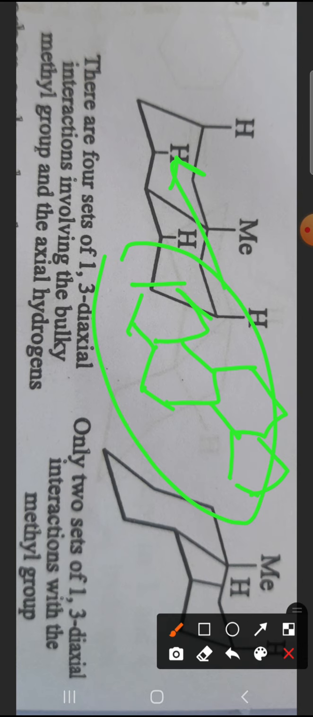That is very simple decalin. Now we will discuss in the next class.